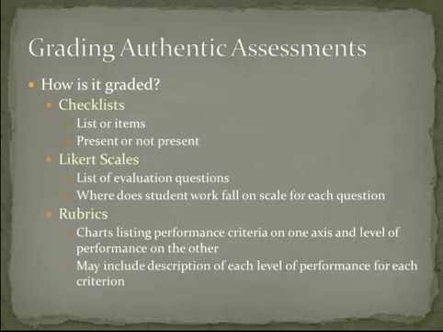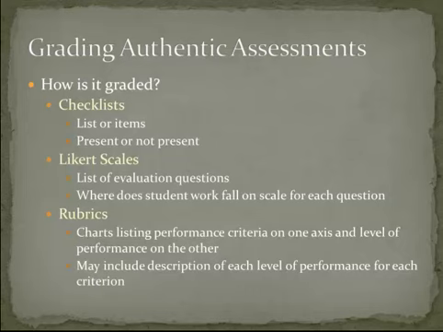A Likert scale is a list of evaluation questions similar to a checklist, where you have a list of things that need to be answered, but in this case you have a scale, say 1 to 5 on each question, and you assess where the student falls on that scale for each particular evaluation criteria.